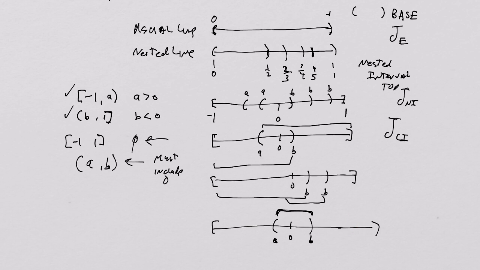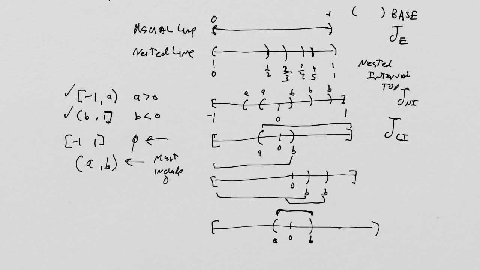We haven't reproduced the usual line using this base. We have not, because we don't allow every open interval to be an open set. Only the open intervals that contain 0 are open sets. All right, so that's the third topology that we've learned.